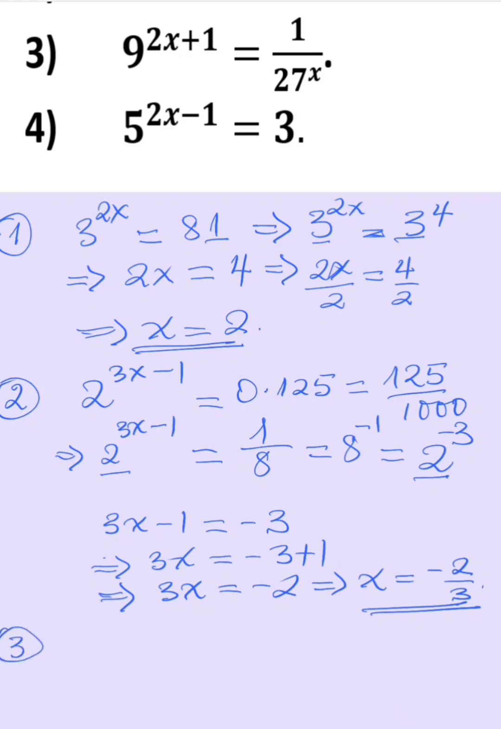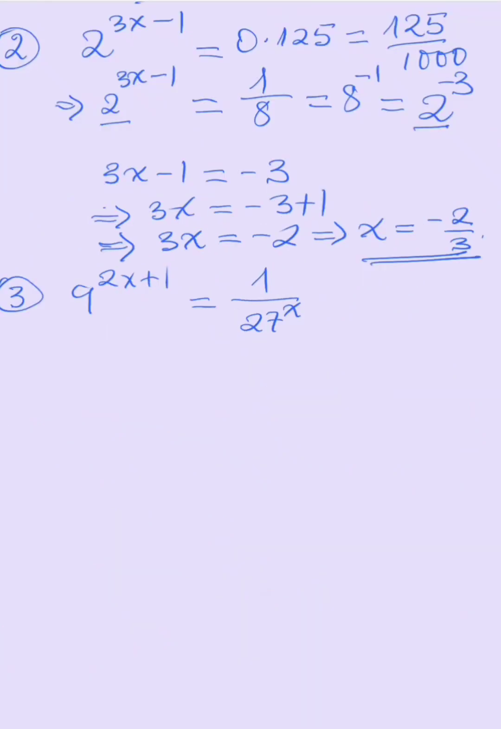For number 3, we have 9 to the 2x plus 1 equals 1 all over 27 to the power x. Here again, we have a fraction on the right hand side. We can rewrite the equation as 9 to the 2x plus 1 equals, so 1 over 27 to the x can be written as 27 to the negative x, because that is the inverse of 27 to the x.